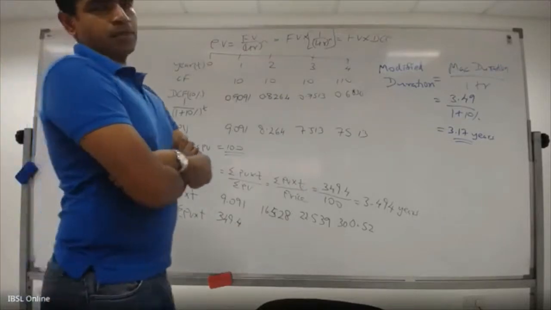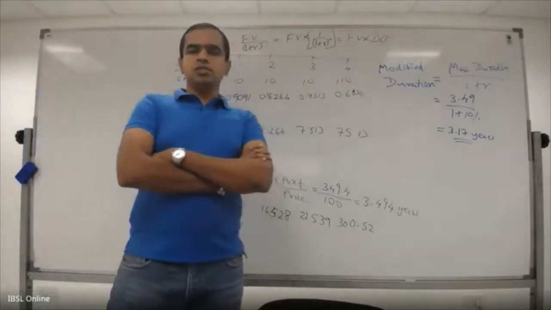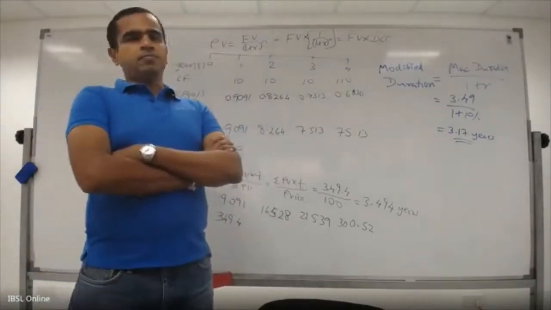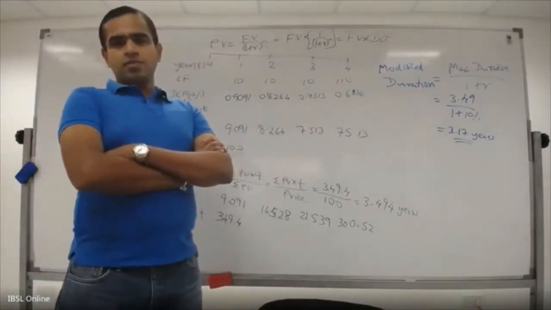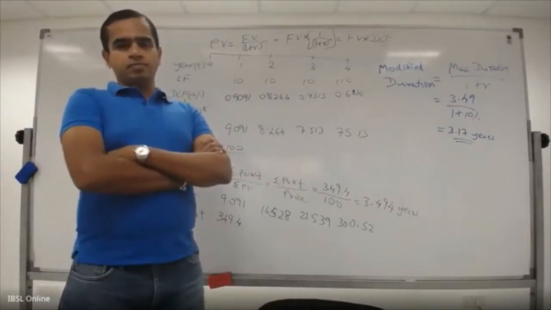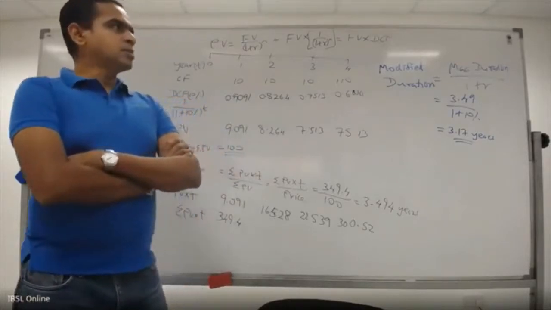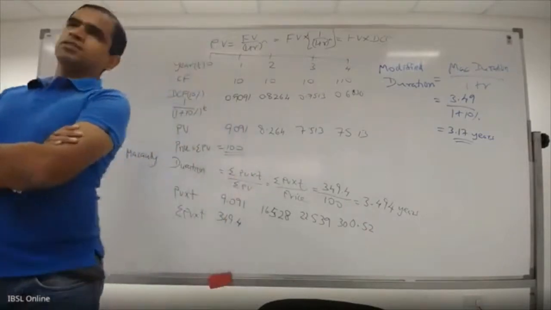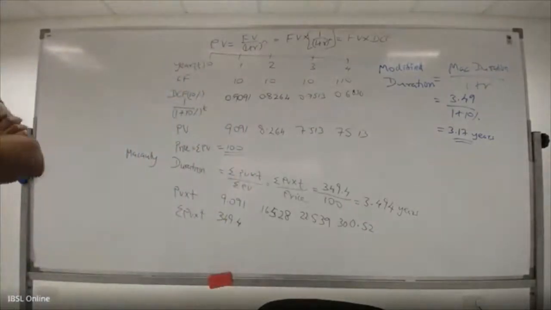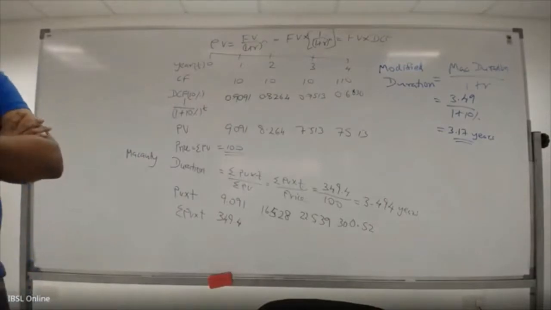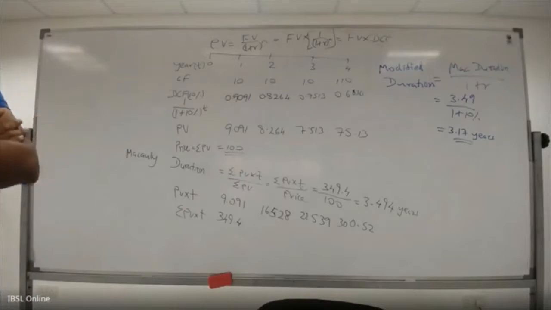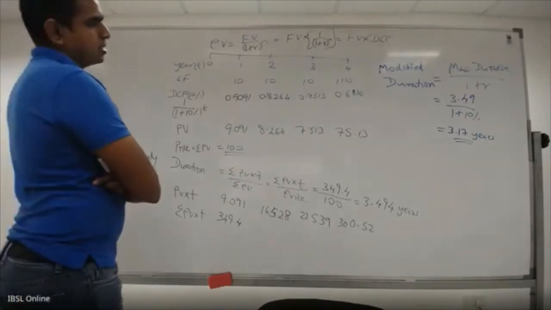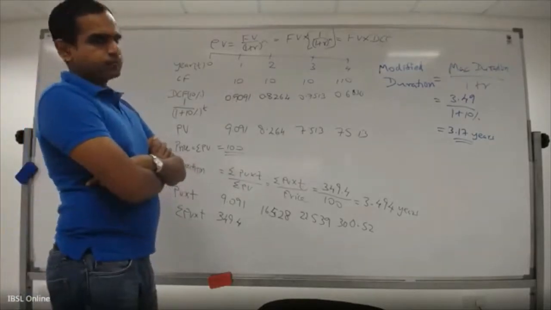In this case, 3.17 means for every 1% change in interest rates or yield, the bond price will change by 3.17%. Every 1% change in yield will result in the bond price changing by 3.17%. Right? So if interest rates go up by 1%, the bond price in this case will change by 3.17%. Okay.